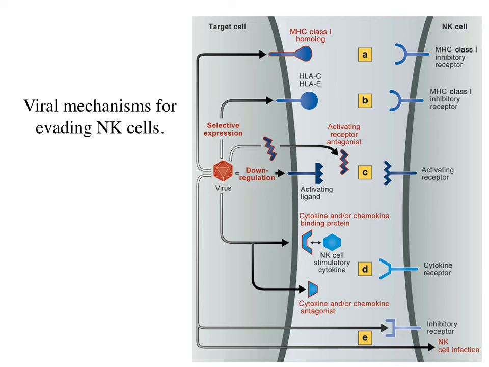In D, NK cell activities can also be avoided by decreased expression of NK cell activating ligands in virus-infected target cells. And at E, viruses can also directly inhibit NK cells by infecting them or using envelope proteins to ligate NK cell inhibitory responses. The proteins in this figure that are in red are proteins that are virally encoded.